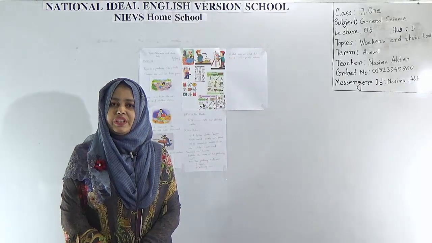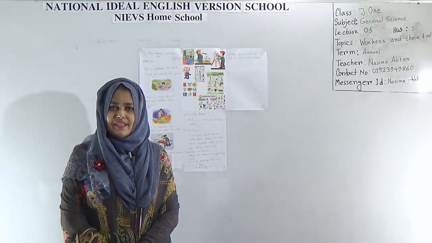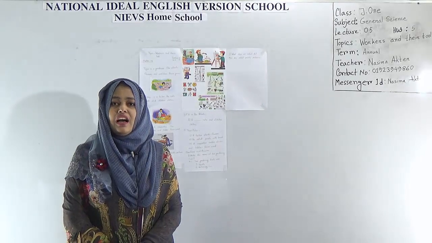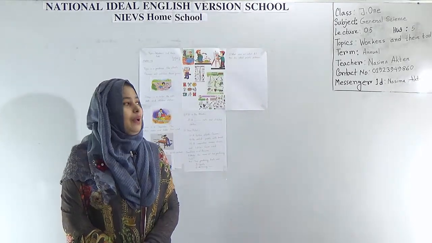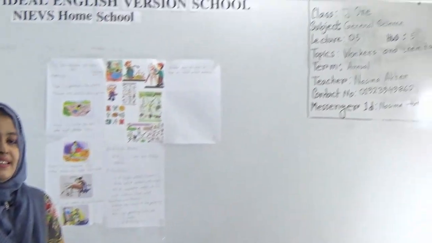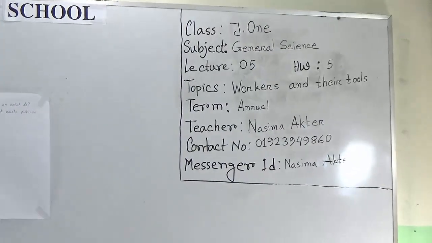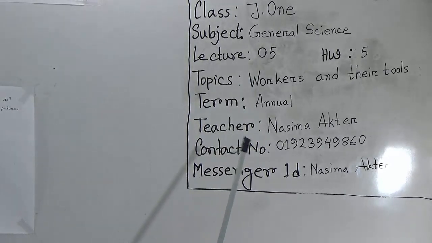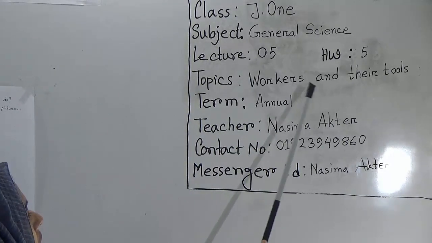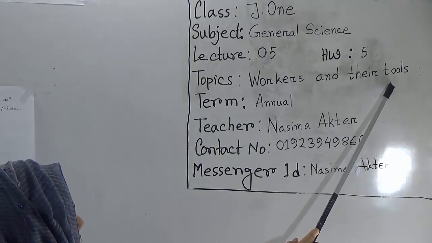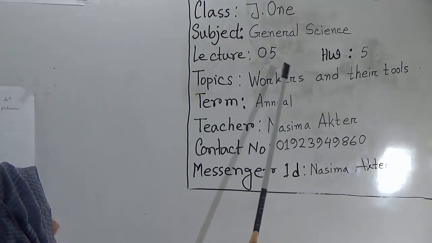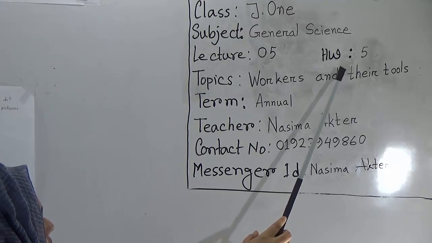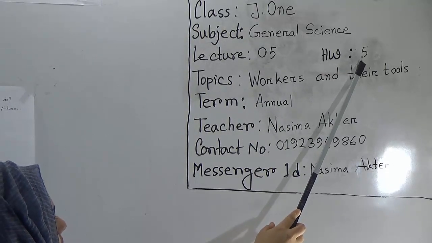Dear student, today I am going to take a general science class for Class Junior 1 students. Our today's topic is workers and their tools. Let's see today's topic properly. This is lecture number 5 and I will give you some SW. Our SW number will be 5.